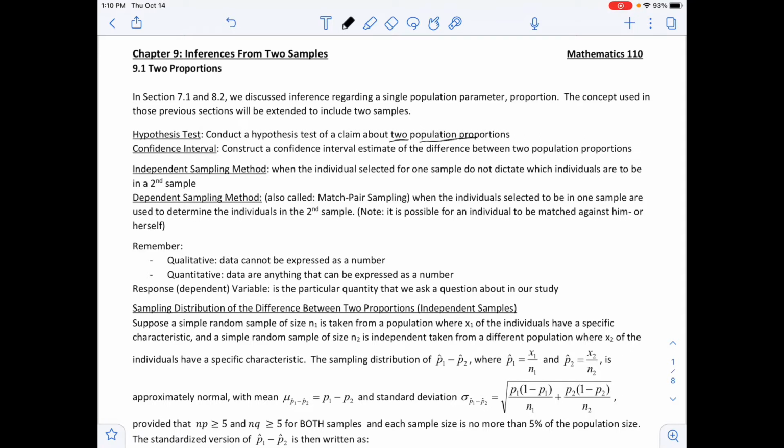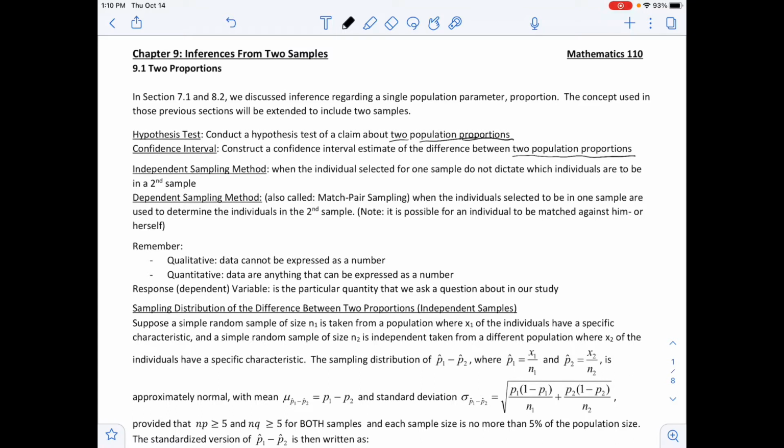This time, instead of one population proportion, we will deal with two. We'll also be looking at confidence intervals that again deal with two population proportions. And remember, confidence intervals need to be set up as a two-tailed test.